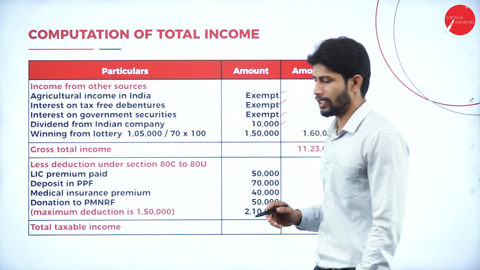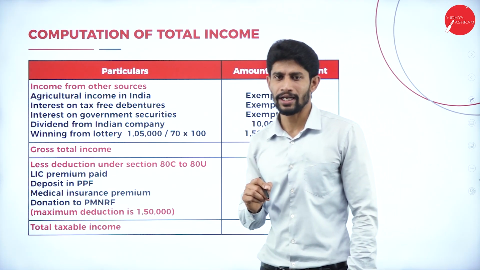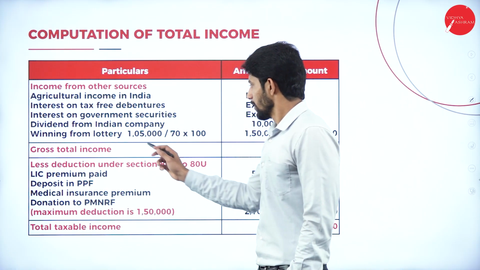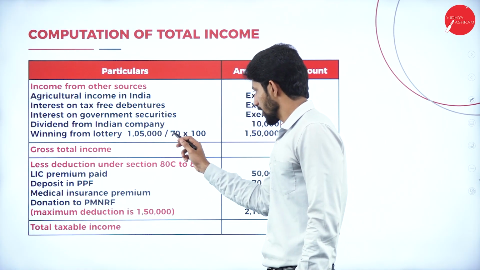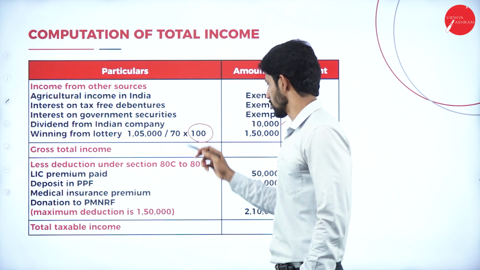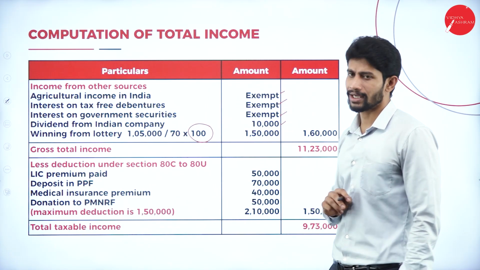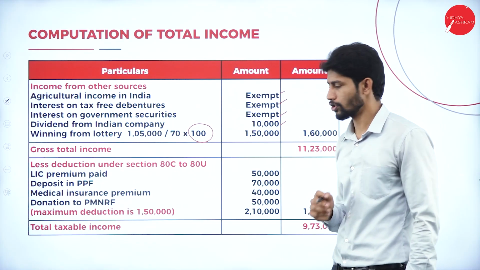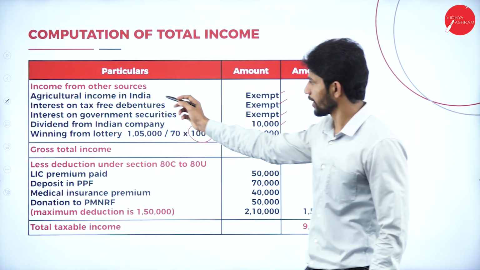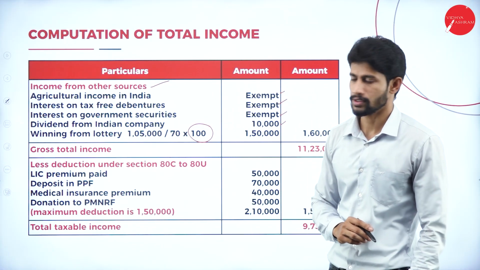And winning from lottery, in the problem they had given the net value, that is 1,05,000. We are supposed to make it gross. So if 1,05,000 is for 70%, what is the value for 100%? You will get 1,50,000. Total the amount column. You will get 1,60,000, relating to income from other sources.